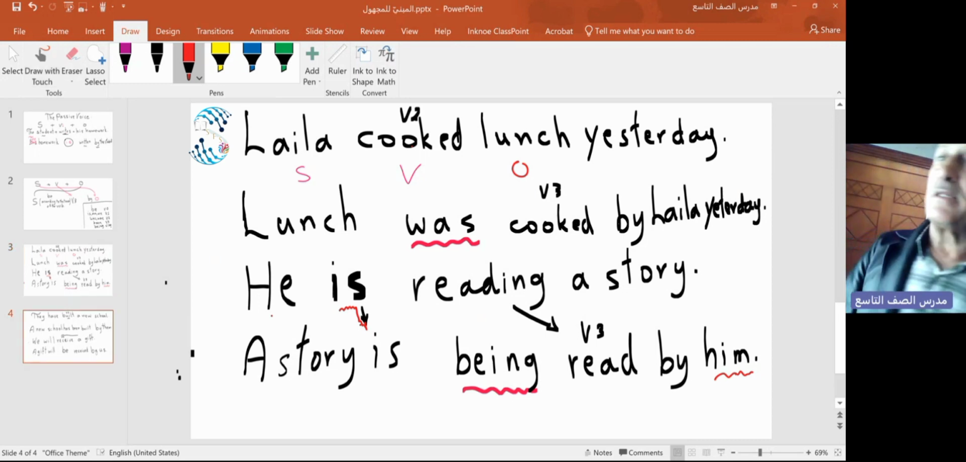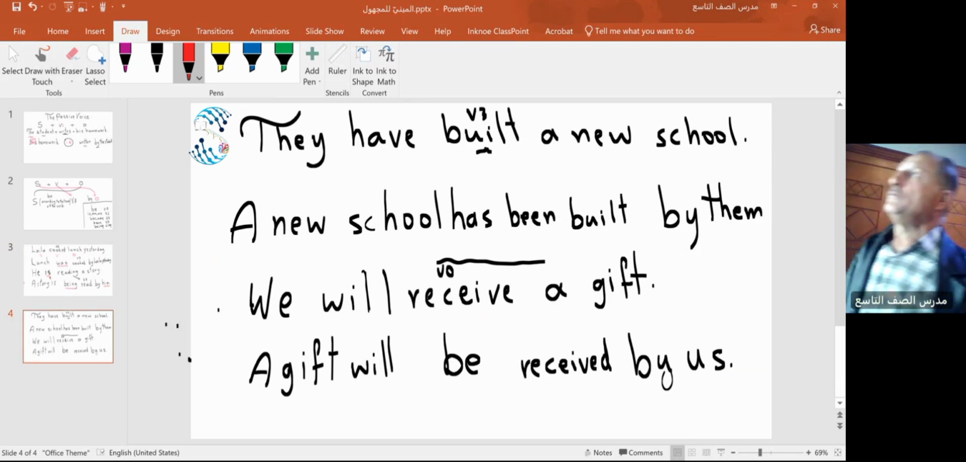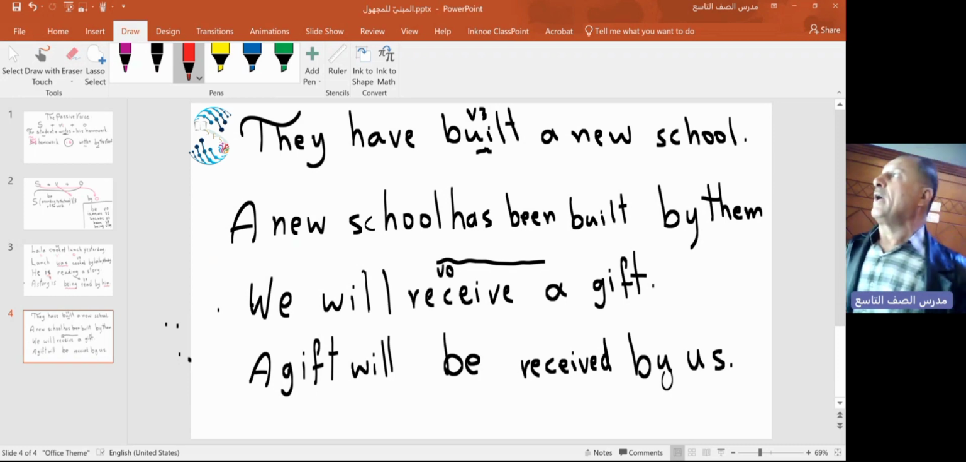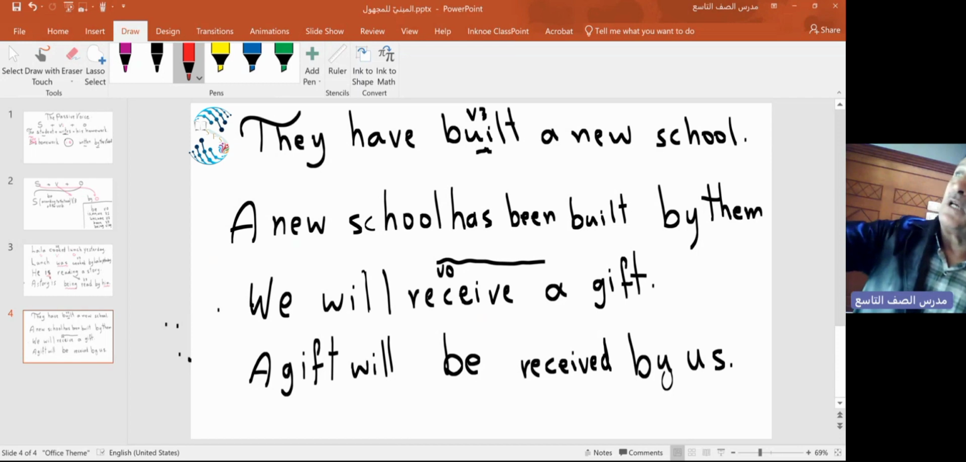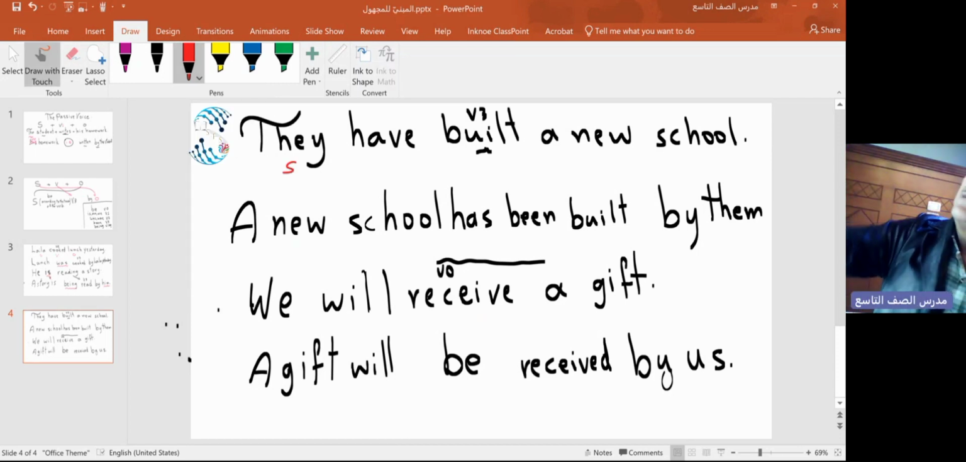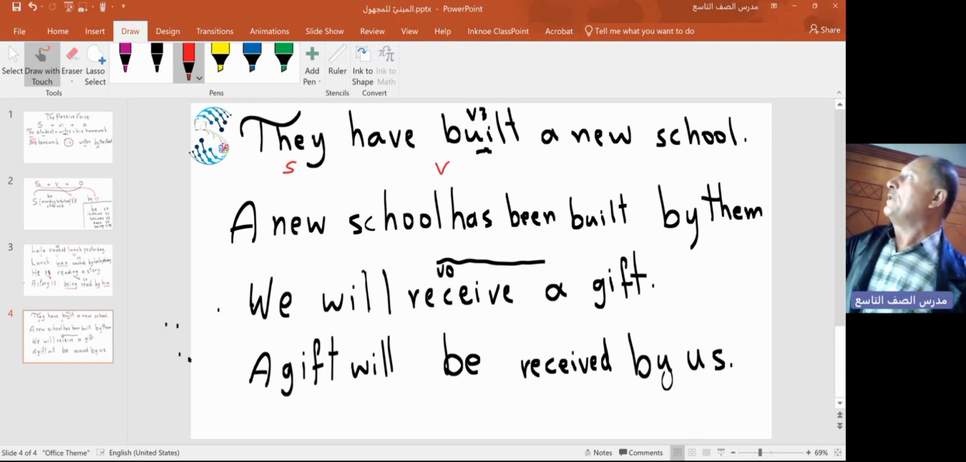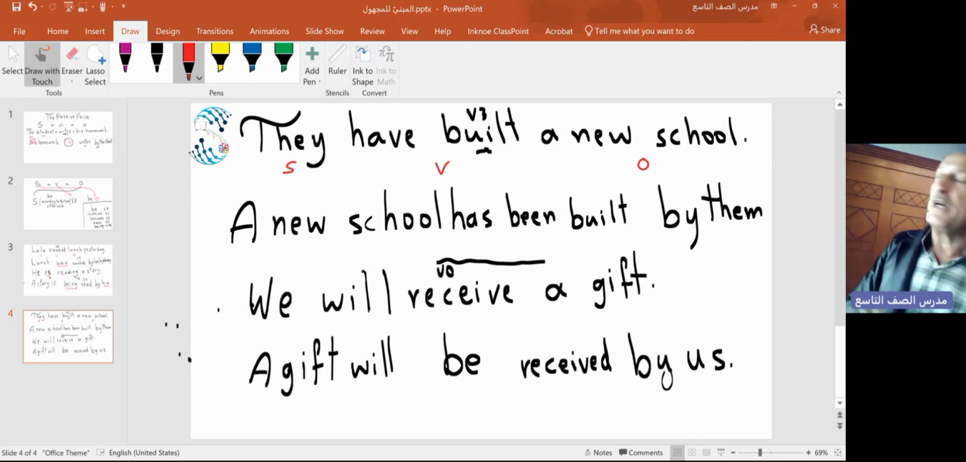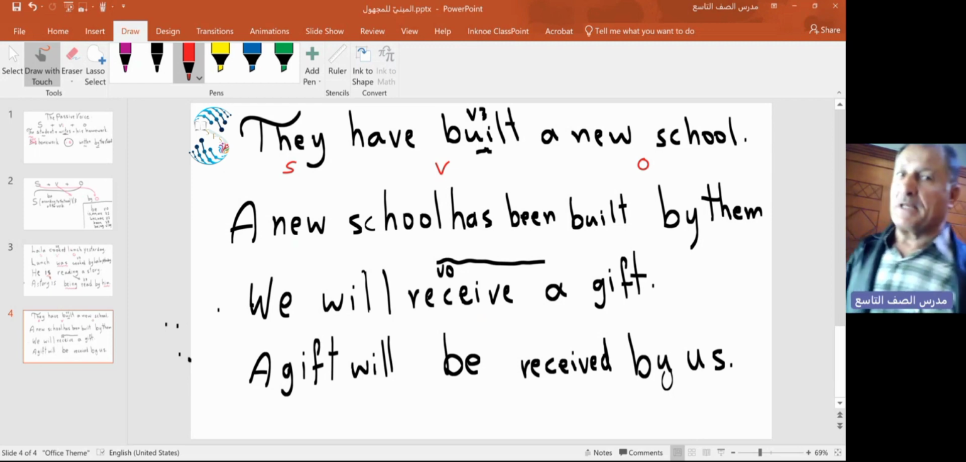Now we have another example in the present perfect tense. They have built a new school. Now, they is the subject, have built is the verb, and a new school is the object. Of course, here we have the verb in the present perfect. We have an auxiliary verb, have, and the verb built in verb 3.